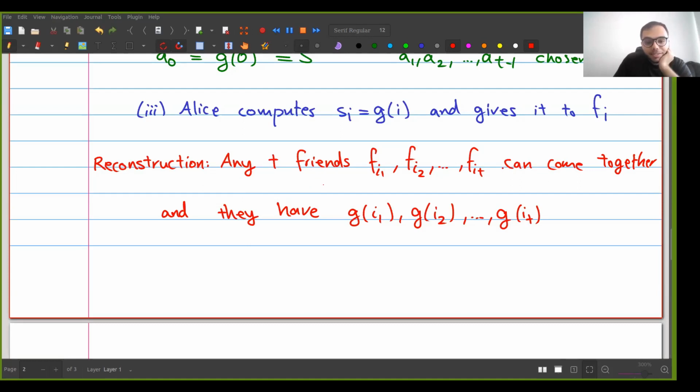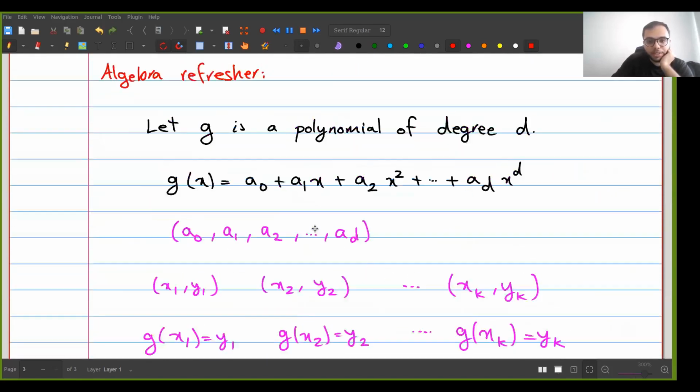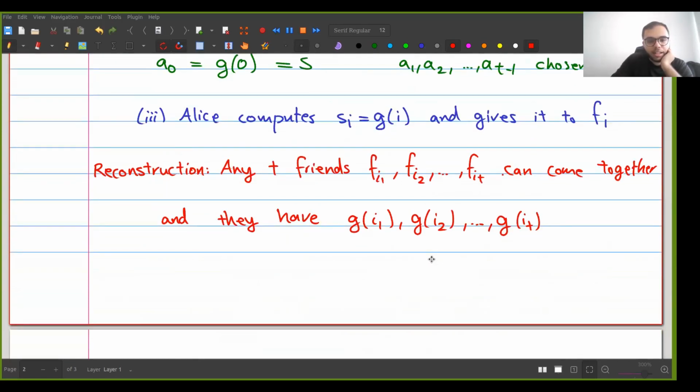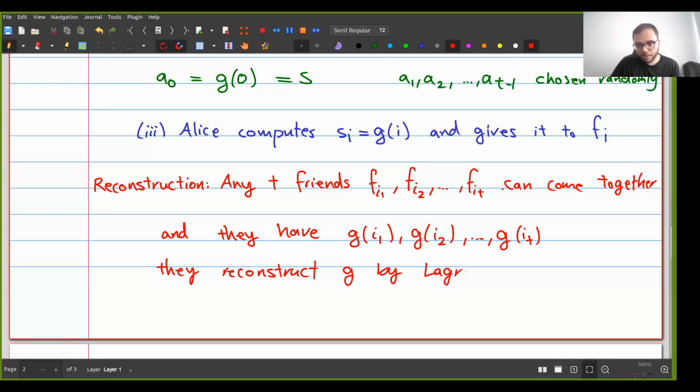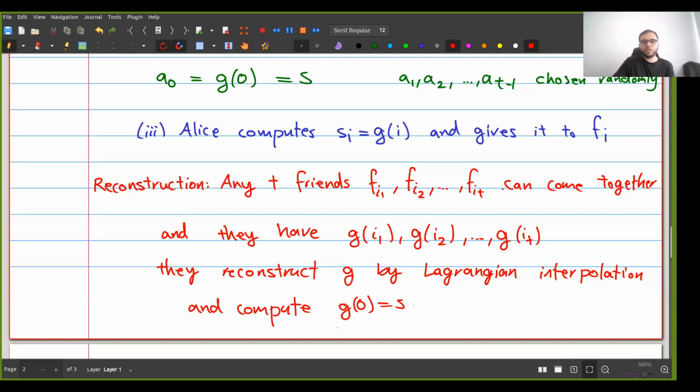Okay, so any T of my friends can come together and they know the value of this function G at T different points. And so they can just apply the Lagrangian interpolation, especially since G was of degree T minus 1, and they can find G, they can evaluate it at point 0, and that gives A0. So they have G(I1) to G(IT), they can reconstruct G by Lagrangian interpolation, and then compute G(0). And G(0) was, of course, my secret S. So T of my friends can come together, they can find my secret.